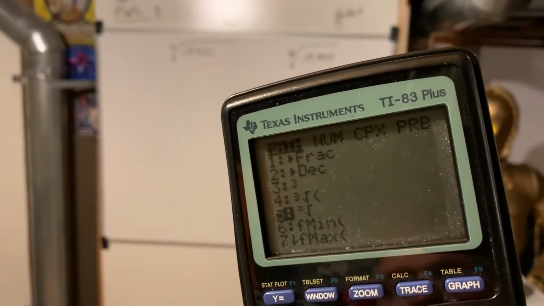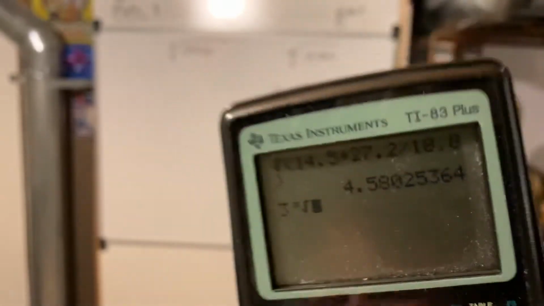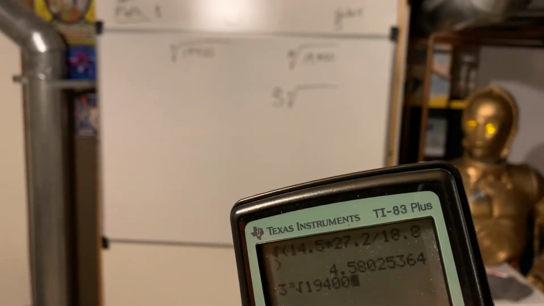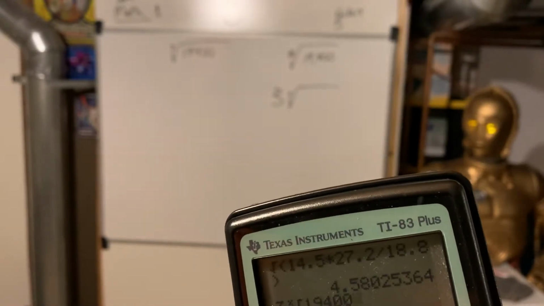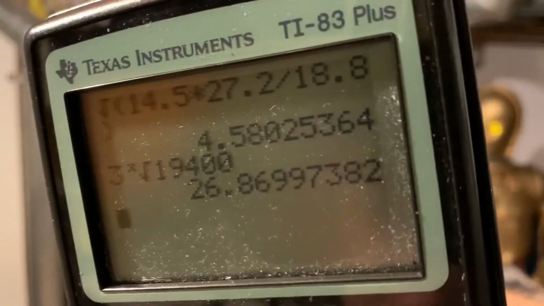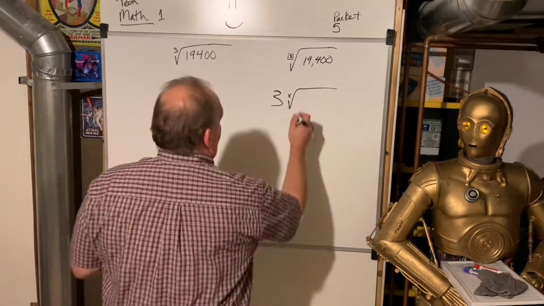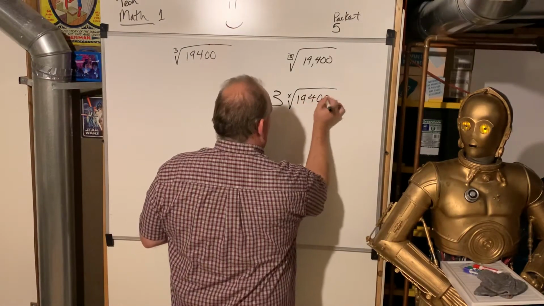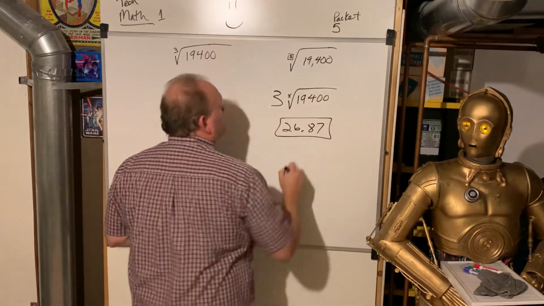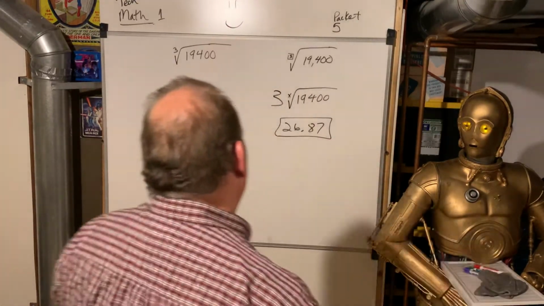to do it the long way, the third root of x. So that is the third root of 19,400. All right, and then in parentheses, oh, I didn't even put parentheses on it. And so it tells me 26.87. That's great. There is a quicker way. I actually don't like doing it that way. I'll do it like this.